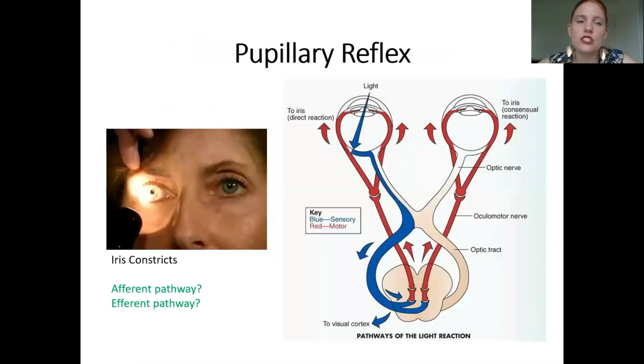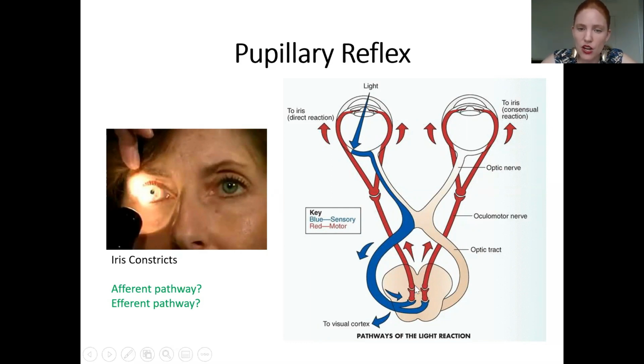And you can see this in the pupillary reflex. So if you take a person, get them used to the dark, and then shine a light into their eye, you're going to see the pupil constrict. And that's going to help protect the photoreceptors in the back. So what happens here is the light will go in, it'll activate those photoreceptors. Those photoreceptors will then send that information through the optic nerve. Remember, that's the sensory information bringing visual information to the brain. So that would be the afferent pathway.